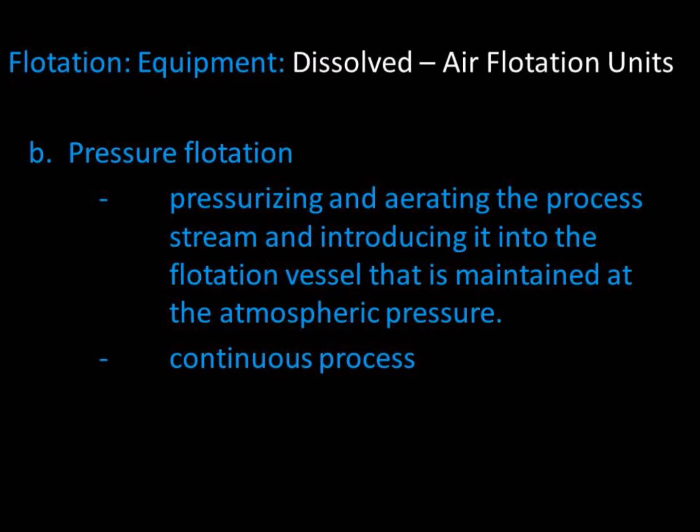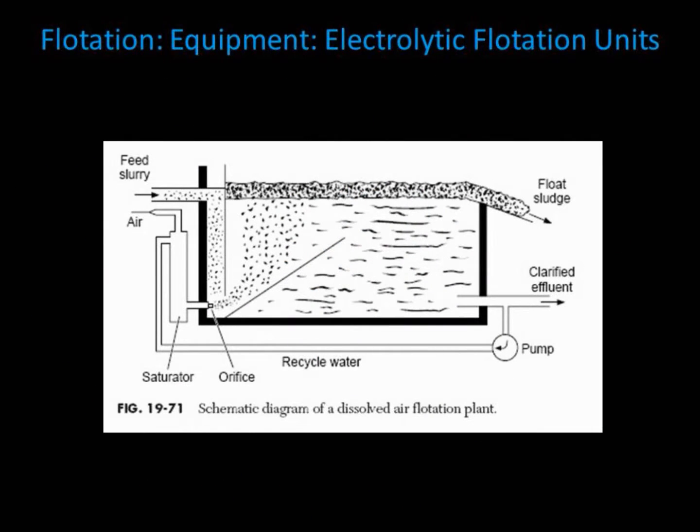In contrast to vacuum flotation, dissolved air flotation units can be operated on a continuous basis by the application of pressure. These consist of pressurizing and aerating the process stream and introducing it into the flotation vessel that is maintained at atmospheric pressure. The reduction of pressure results in the formation of fine air bubbles and the collection of fine particulates to be floated and removed as sludge. This is an illustration of a dissolved air flotation plant.